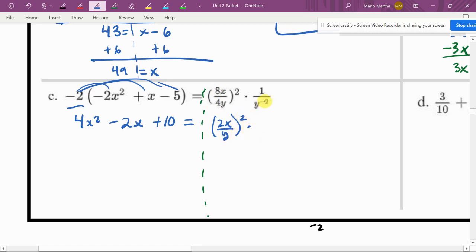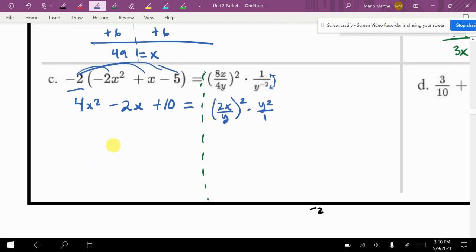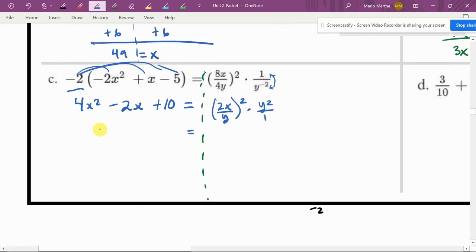And then here, remember, when you have a negative exponent, you just take the inverse. So you just flip this fraction over. So that's y² over 1. So I continue. If you notice again, the left side is going to stay exactly the same. That's 4x² − 2x + 10. And then on the right side, you want to make sure that you distribute this 2 to everything inside the parentheses. So that'd be 2² times x² over y² times y² over 1.